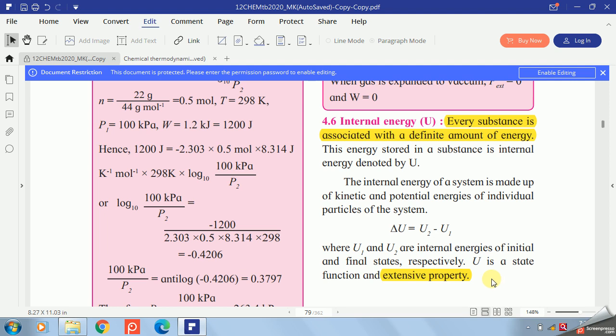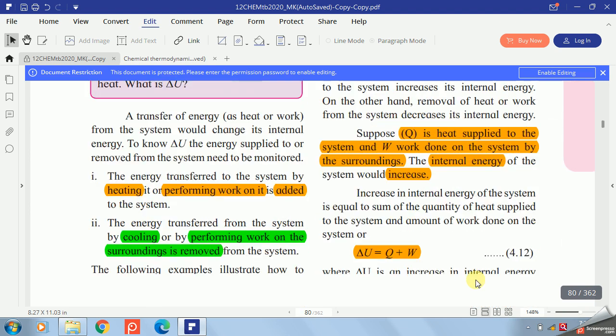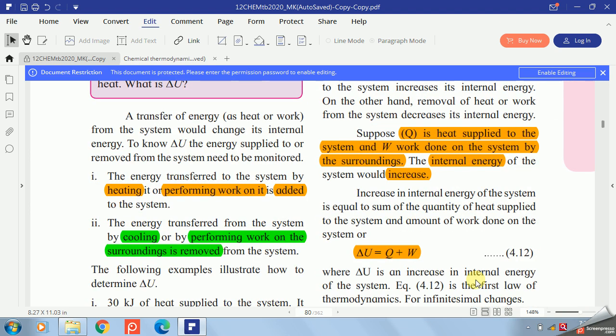Then if we change the amount of substance, then its value gets changed. So it is an extensive property. Now next is the transfer of energy.